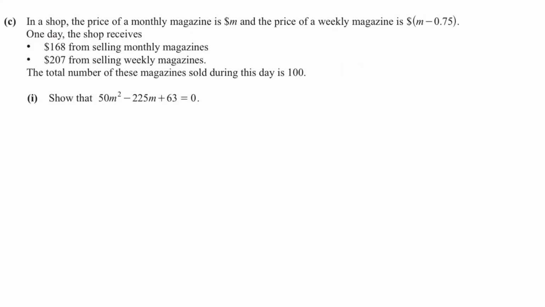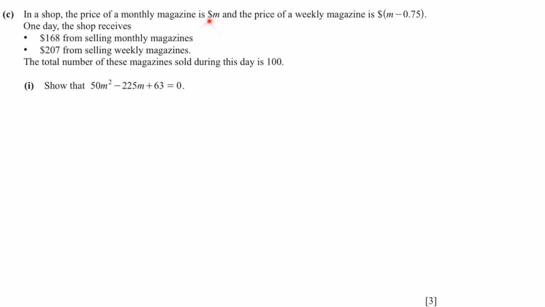In part C, in a shop, the price of a monthly magazine is $M. and the price of a weekly magazine is M minus $0.75. One day the shop receives 168 from selling monthly magazines and 207 from selling weekly magazines. The total number of these magazines sold during this day is 100. C1, show that 50m square minus 225m plus 63 is equal to 0.